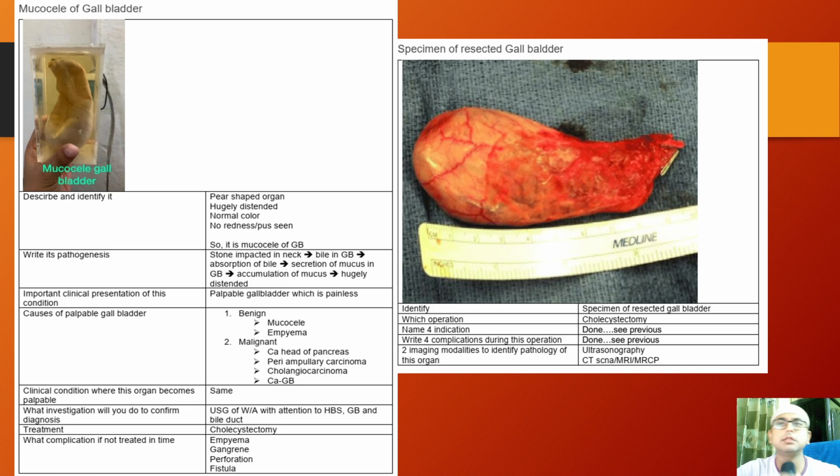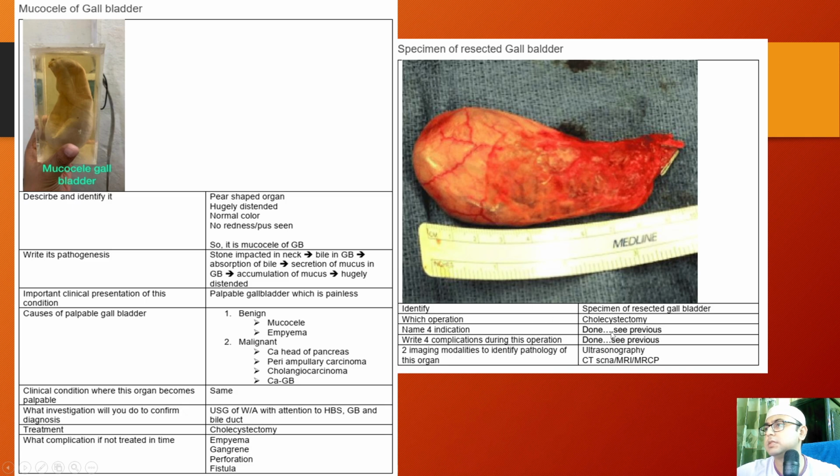so here this is the mucocele of the gallbladder. You can see the gut wall is distended, thinned wall, and pear shaped, hugely distended, and normal color. And you can see the gallbladder is distended and vascularity is visible.